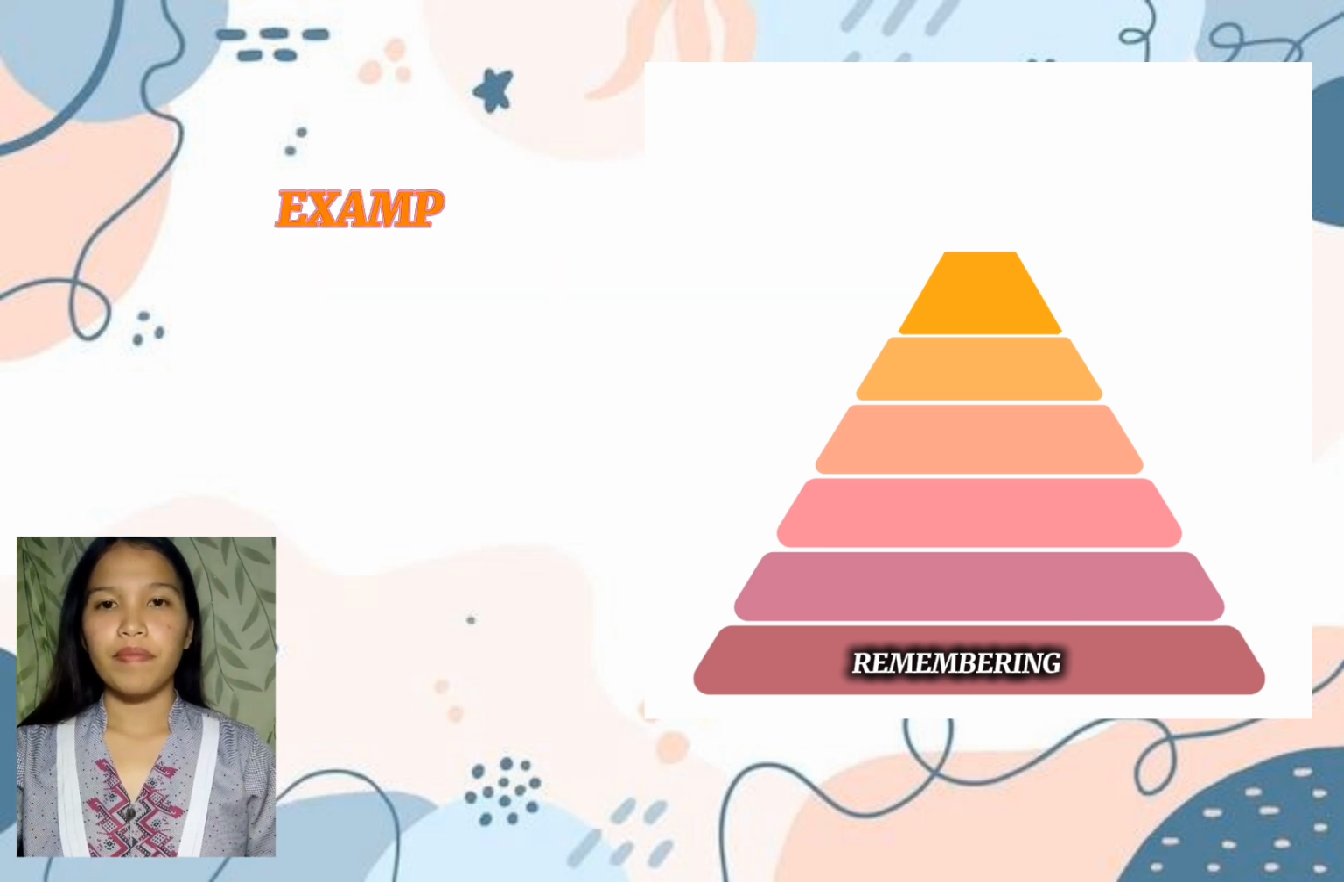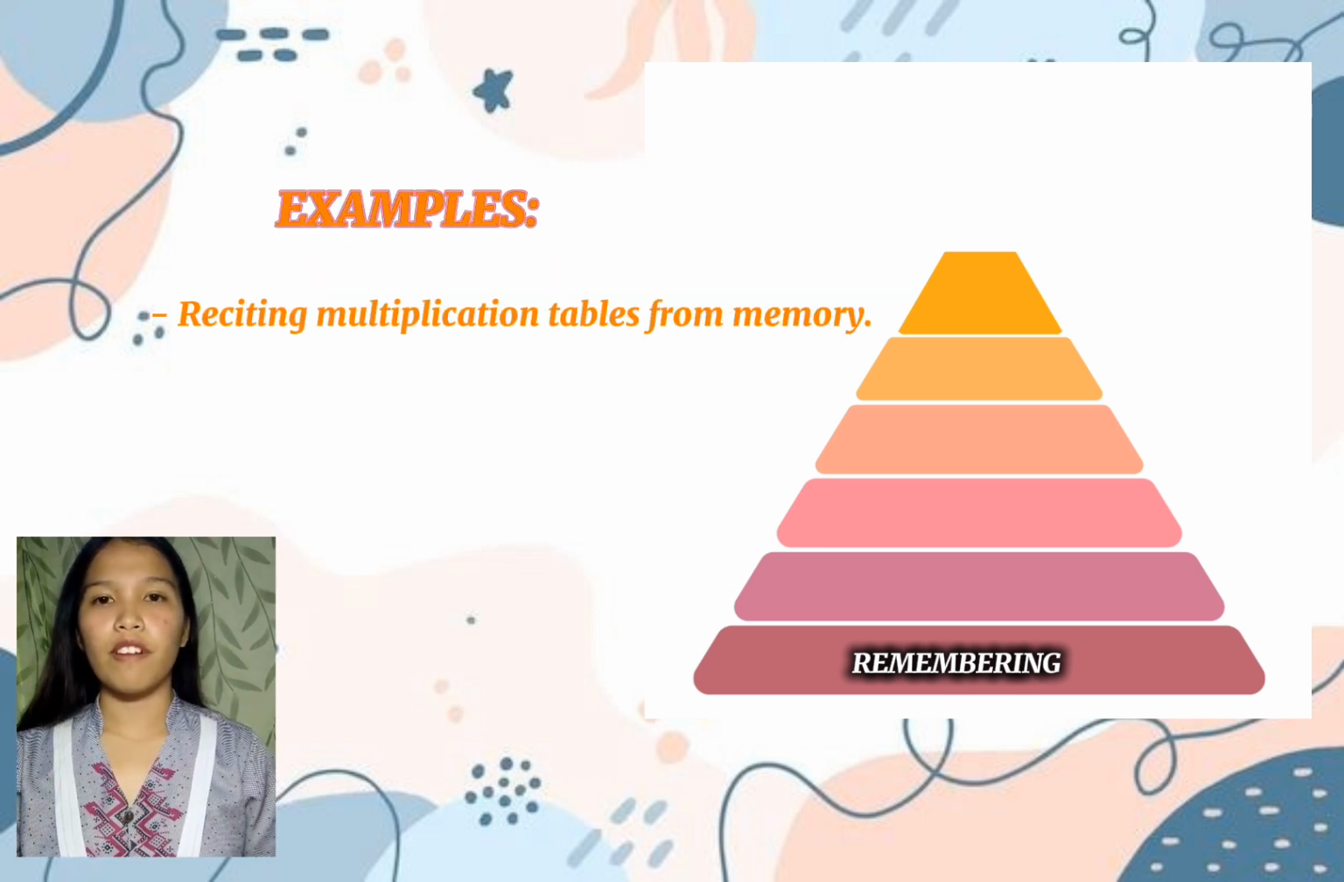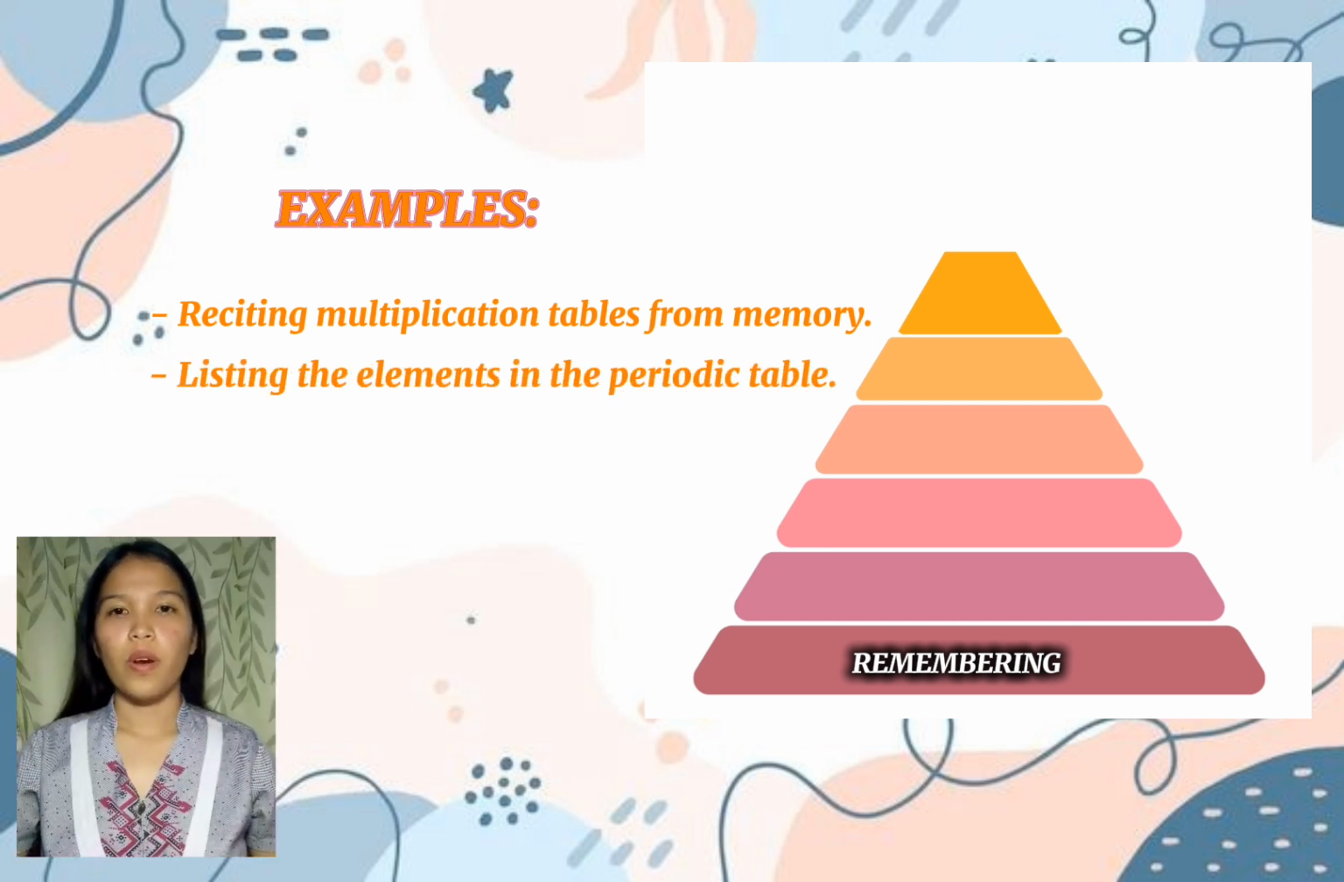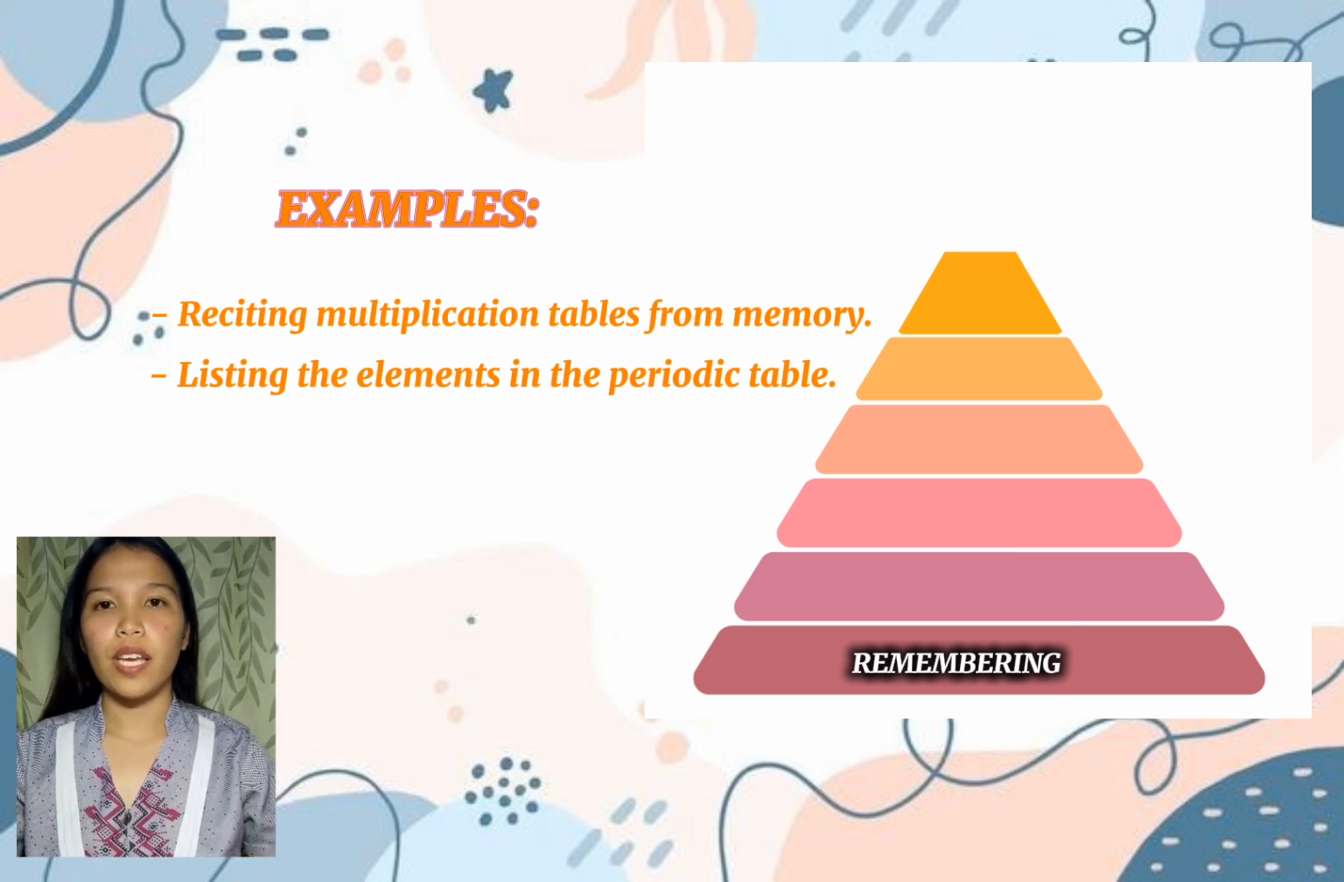For example, reciting multiplication tables from memory and listing the elements in the periodic table. So, when a student memorizes the multiplication tables, they can recall that 3 times 4 is equal to 12, but they might not yet understand how multiplication works conceptually. Similarly, when listing the elements of the periodic table, they are demonstrating their ability to remember names, symbols, and sequences without necessarily grasping the chemical properties of each element. This foundation level serves as the building block for higher order thinking skills.